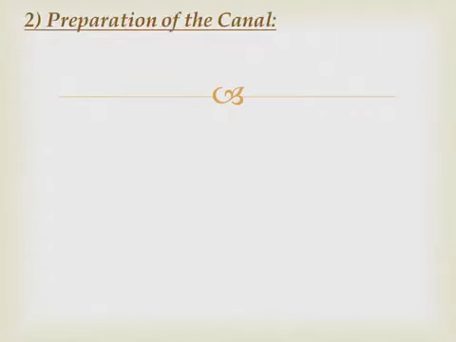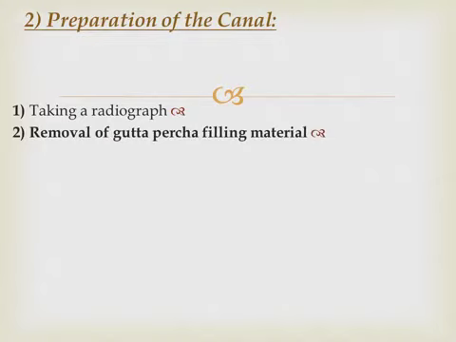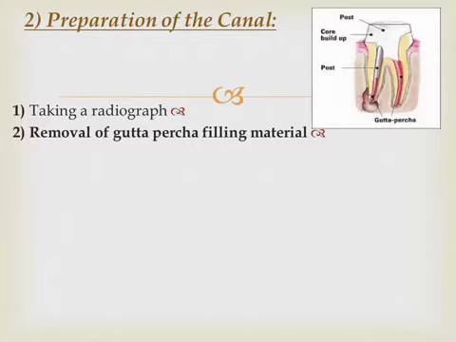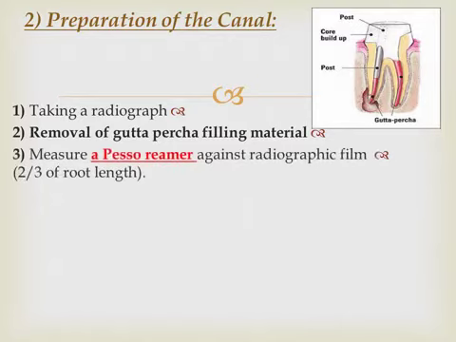Preparation of the canal. After we finish our preparation of the coronal portion, now we prepare the canal. First of all, we should take a radiograph to see the shape, width, and length of the canal beside the quality of the gutta-percha, especially at the apical third. Then we should remove the gutta-percha filling material from the pulp chamber using a hot instrument. Then we remove the gutta-percha from the canals using a Peeso reamer.